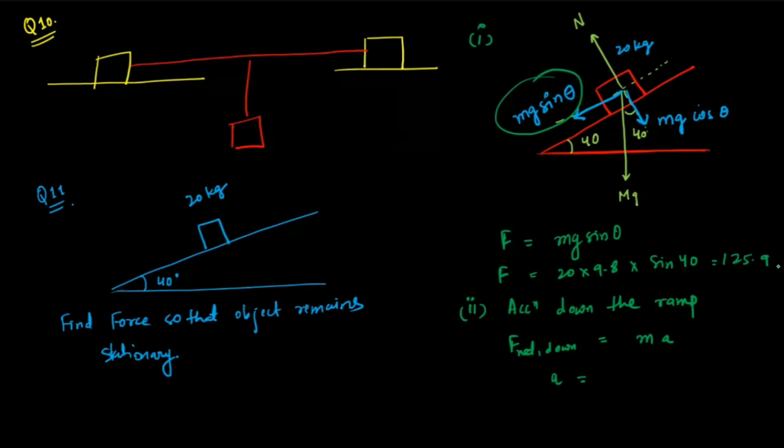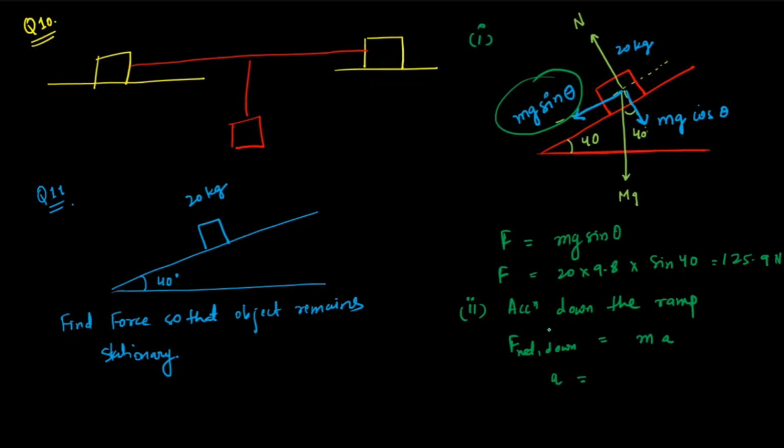That much force must be acting in the downward direction. So we have to apply the same magnitude of force in the upward direction to keep that object at rest. Similarly, if the external force is not there, mg sin theta is pulling the whole object in the downward direction. So the question is with what acceleration the object will go down.